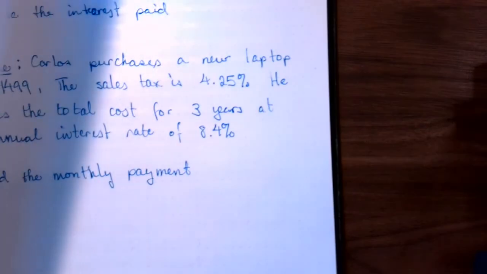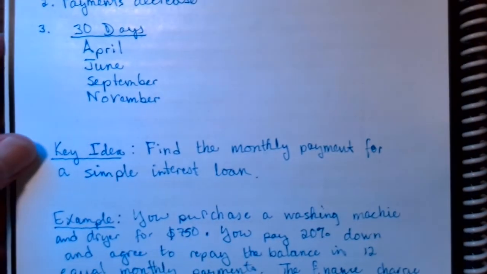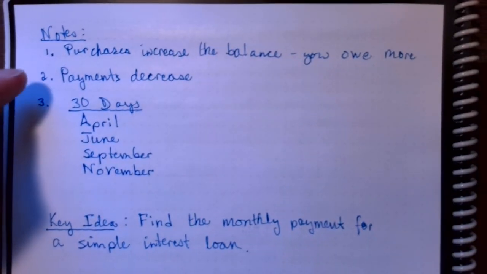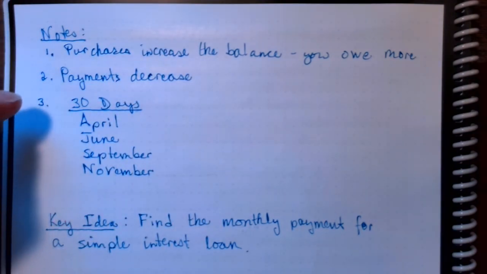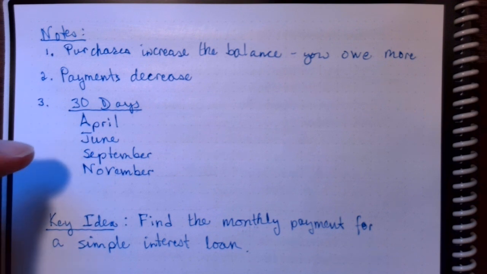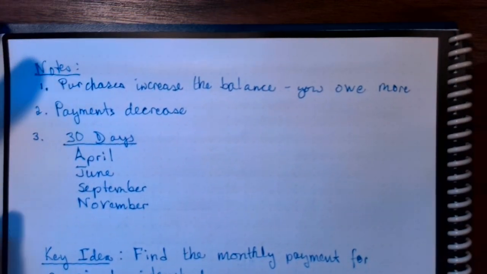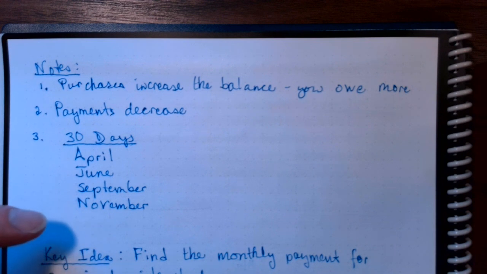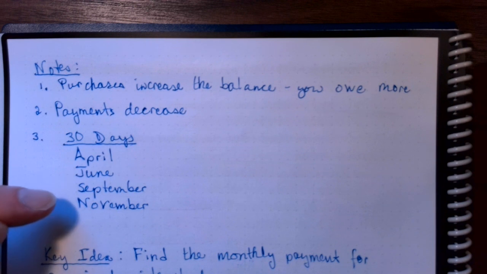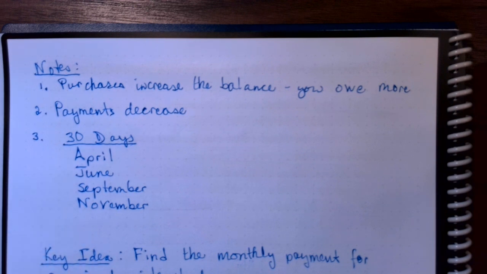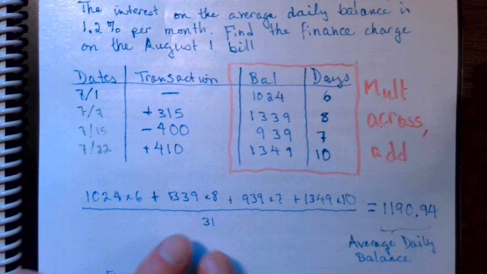A couple of other key things to note here. Remember, purchases increase the balance. You owe more if you buy something with your credit card. Payments will decrease it. You have to remember that old nursery rhyme: 30 days have September, April, June, and November. The rest of the months have 31 days, of course, except for February. So these are the months with 30 days, the rest have 31. You need that because that goes in your denominator. That's a 31 because we're talking about the July bill, and July has 31 days.